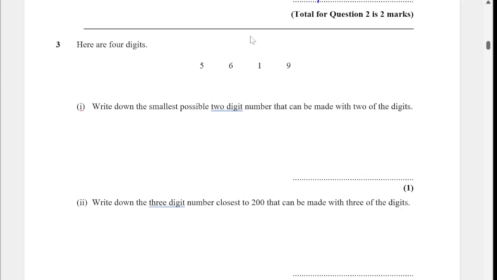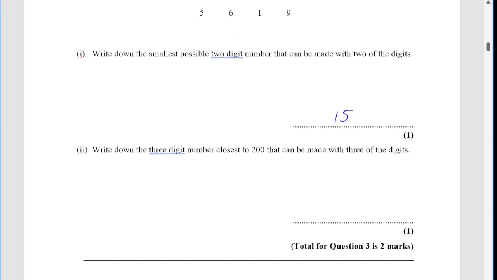Question 3. Here are 4 digits. Write down the smallest possible two-digit number that can be made with 2 of the digits. So the 2 digits are going to be in size order: the lowest possible value for the tens, the next lowest for the units. So we're looking at 15 for the smallest.